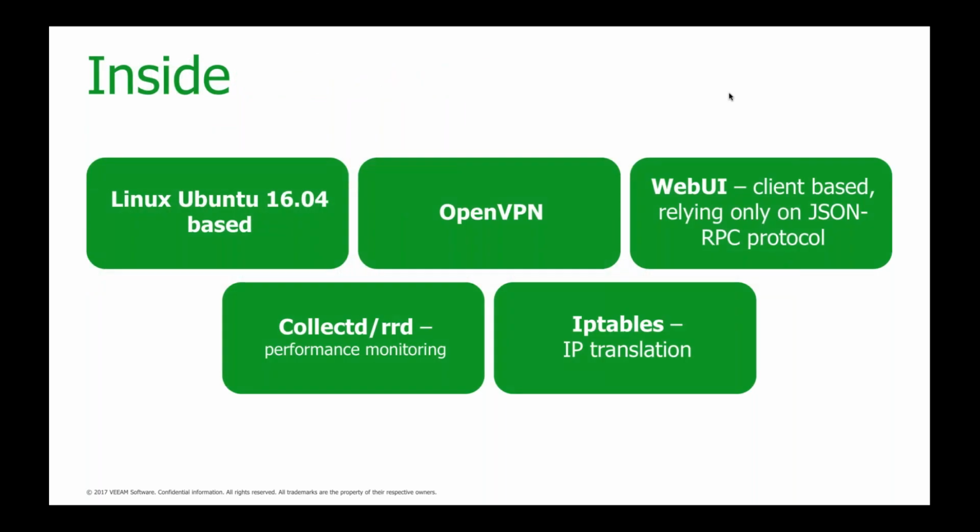In terms of what's inside, it's a Linux box, it's Ubuntu 16.04. Again, we're using OpenVPN. We've got a JSON RPC protocol-based web UI. We've got a bunch of monitoring systems in there, CollectD, RID, and we underpin it with IP tables for the IP translation and a few rules as well.